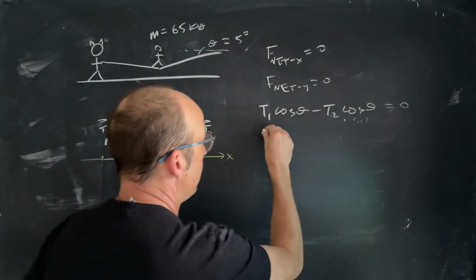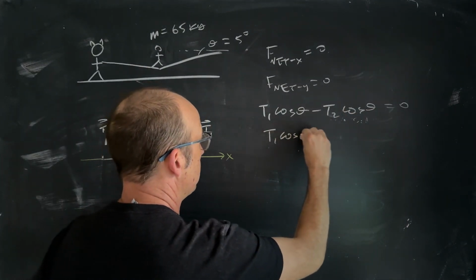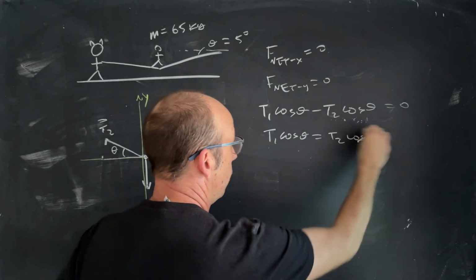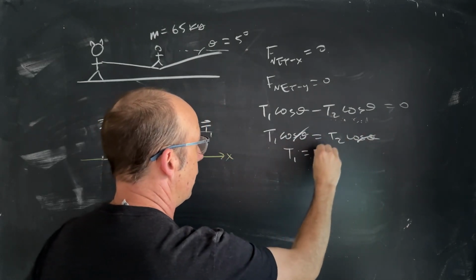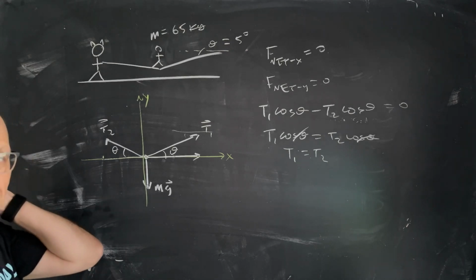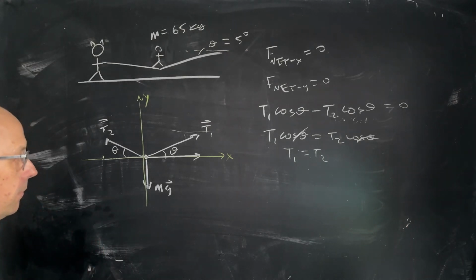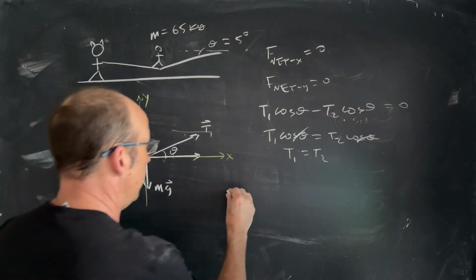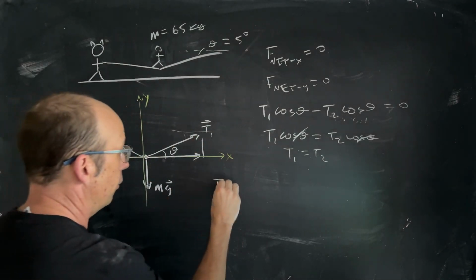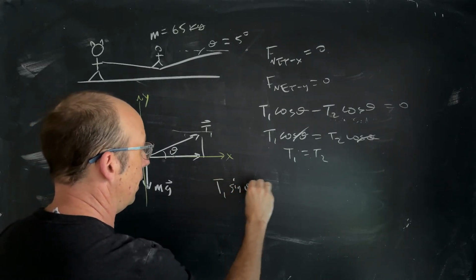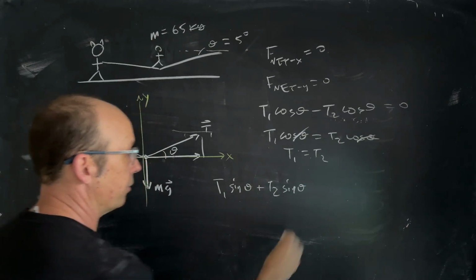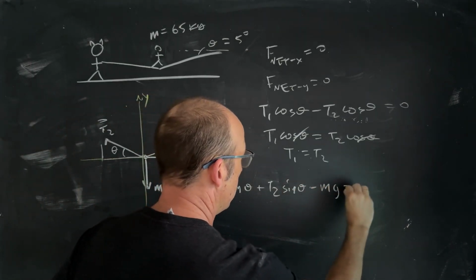So if I just move that to the other side, I get T1 cosine theta equals T2 cosine theta. Oh, the cosine thetas cancel. T1 equals T2, which we said already. The magnitude of the tension in those 2 strings has to be the same. Now we can do the y direction. In the y direction, I have the y components right here. So I have T1 sine theta plus T2 sine theta. They're both in the same y direction, minus mg equals 0.